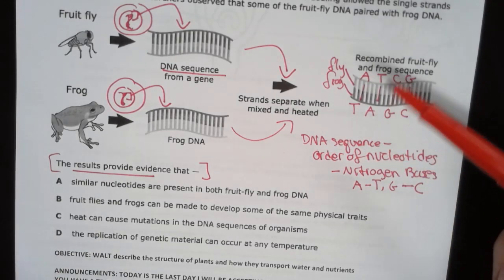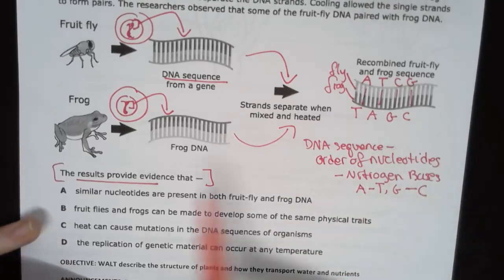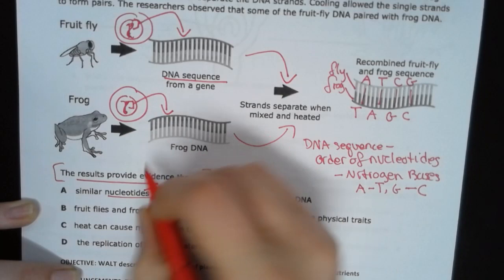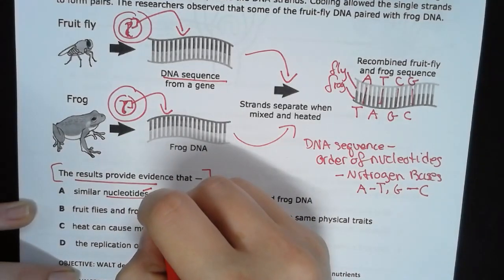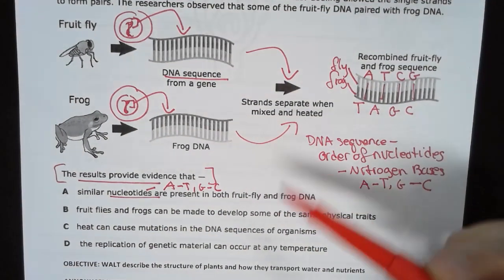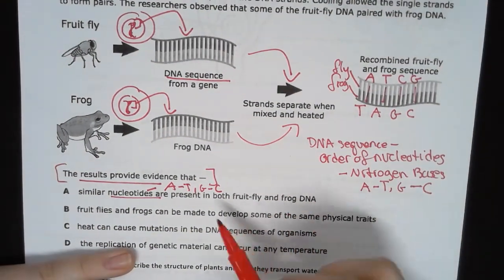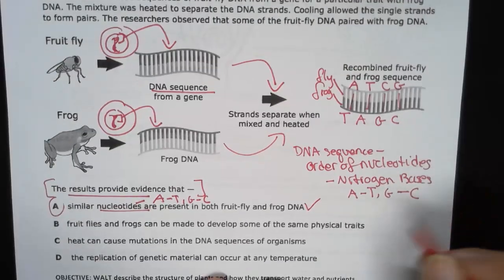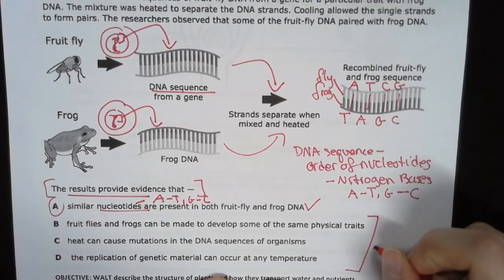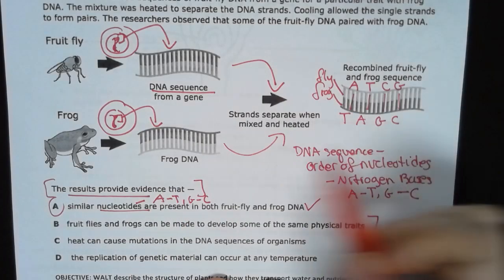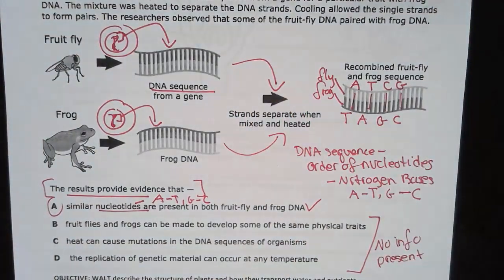Now that I know this, I can go through my answer choices. So A, it says similar nucleotides. Remember, it's talking about the nitrogen bases A, T, G, C are present in both the fly and the frog. Well, this is what I just confirmed here, so this is going to be my answer. B through D, there's no info to conclude any of these choices. And by saying no info, I mean no info in the diagram.